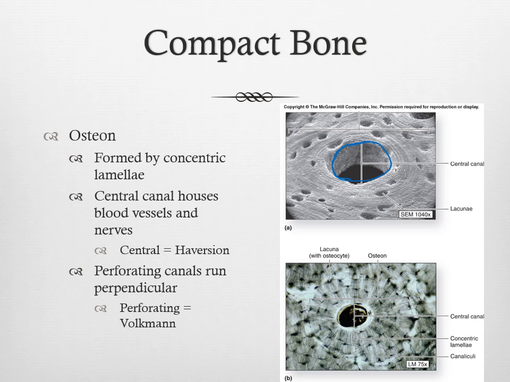Connecting one osteon to the next, we're going to have what we call Volkmann's canals, or perforating canals. These are going to allow us to connect one osteon to the next, so one central canal to the next central canal in the next osteon. These are different from the canaliculi that connect one osteocyte to the next.